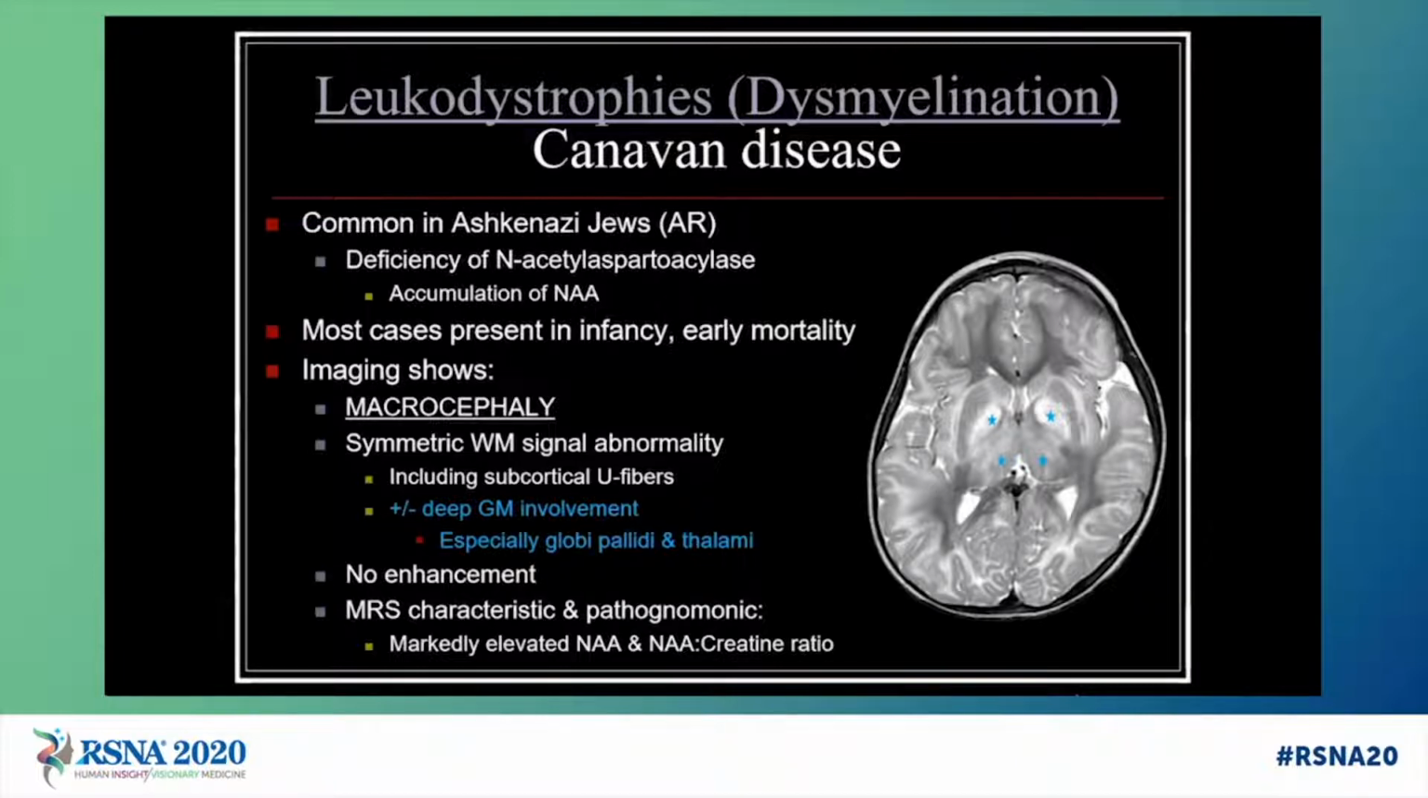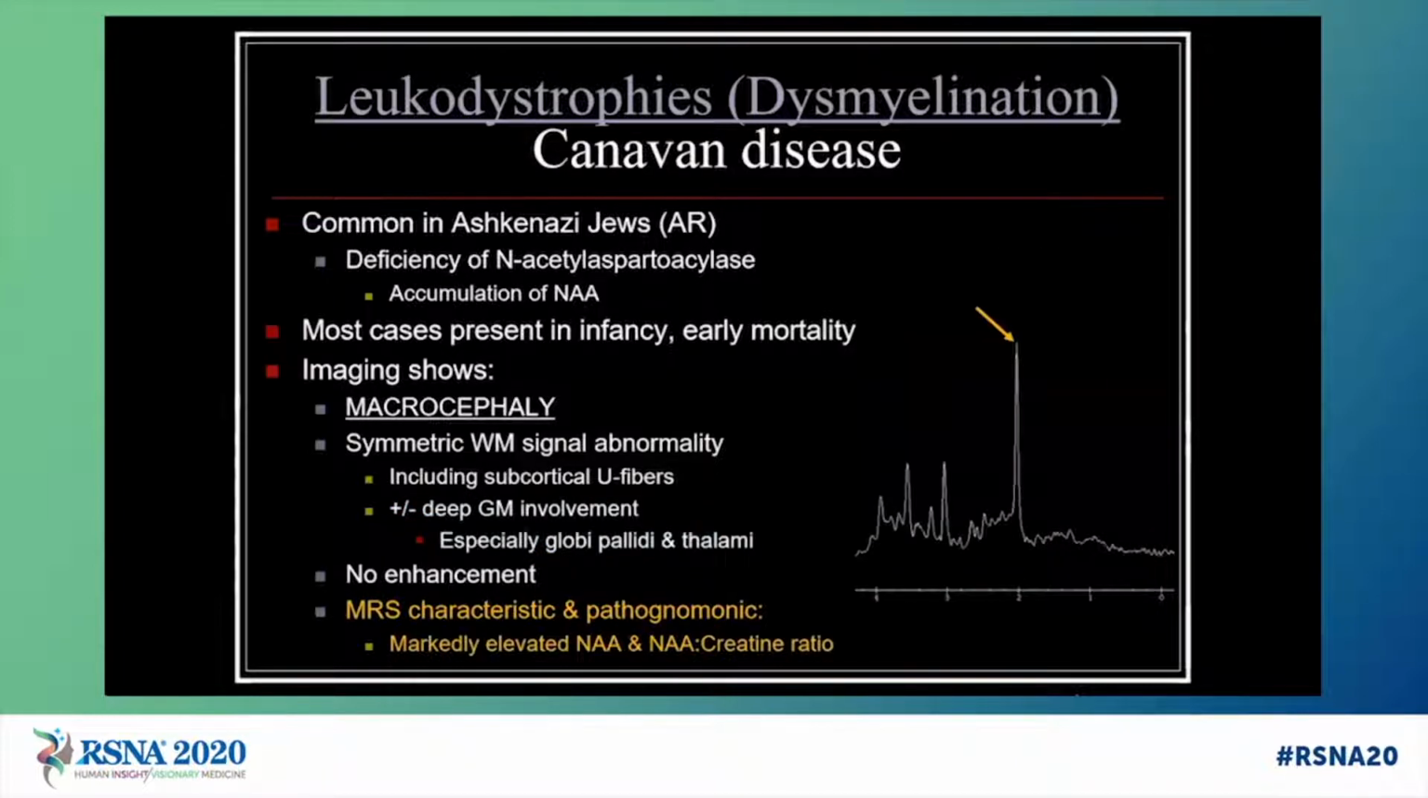in the setting of macrocephaly. MR spectroscopy is characteristic and pathognomonic, where we're going to see a significantly elevated NAA peak that's characteristic for Canavan disease. Most other disease processes actually result in a decrease in NAA.